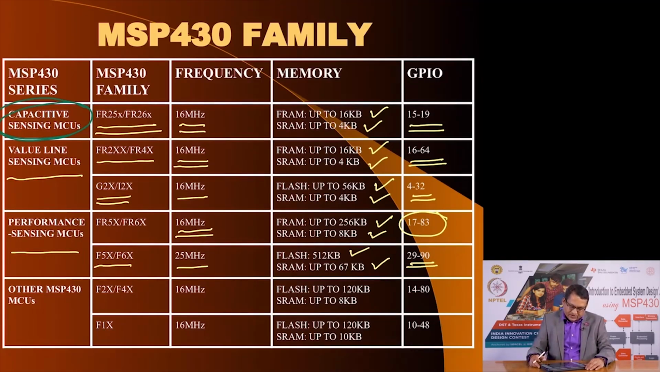And then you have what is called other MSP430 MCUs. They have two series, F2, F4X and F1X, and both of them actually have a 16 megahertz clock. Both of them offer flash memory, and the number of IO pins is for the first one 14 to 80 and the other one is 10 to 48, and the SRAM in the first case is 8 kilobytes, and here you have slightly more at 10 kilobytes. So, this single table in a way captures the kind of variety that is available in the MSP430 family of microcontrollers. Let us see some of the more features of this family.